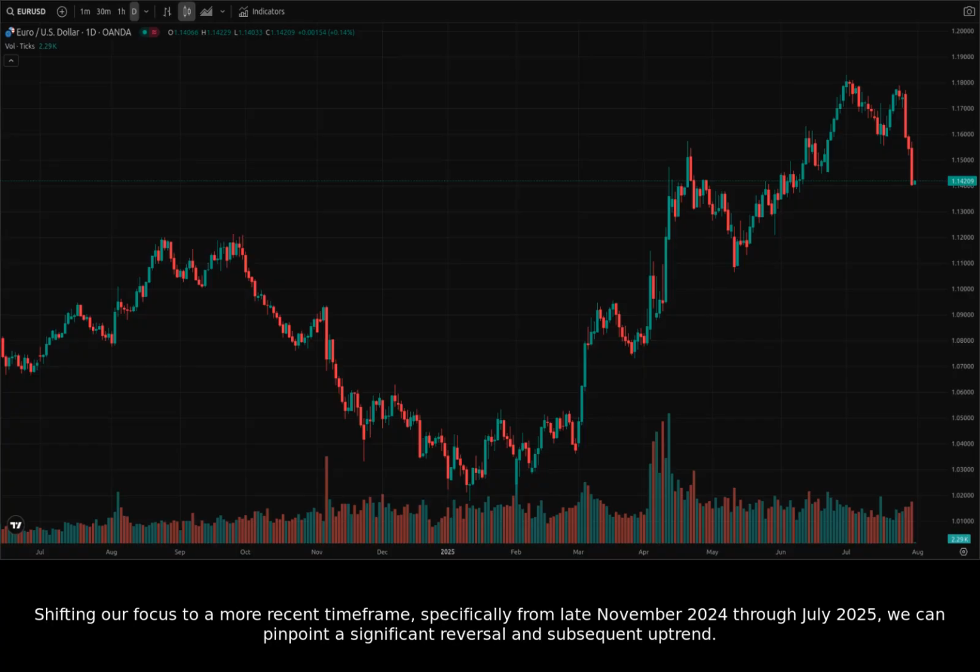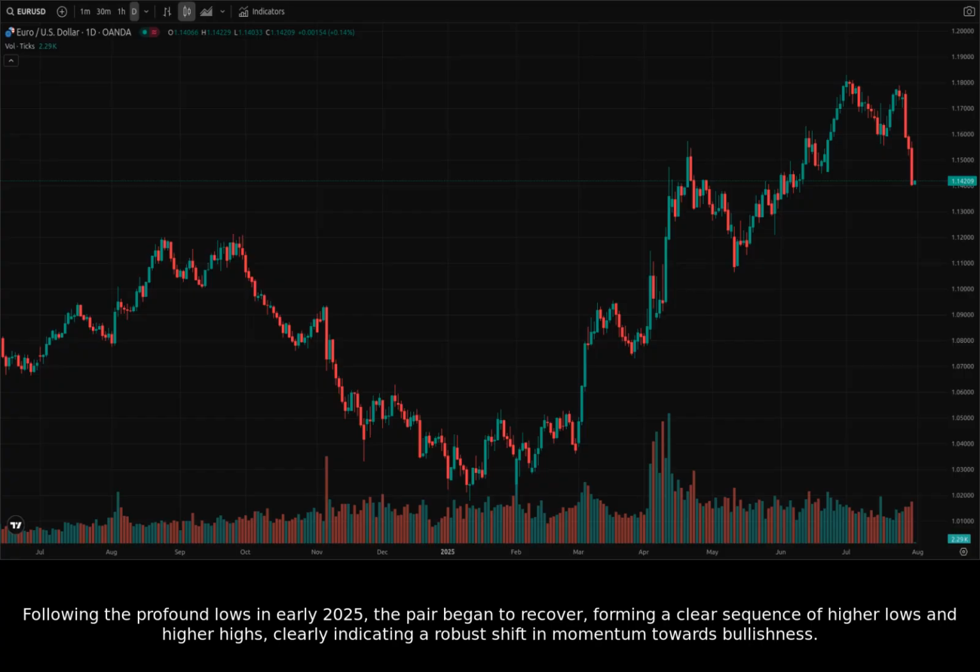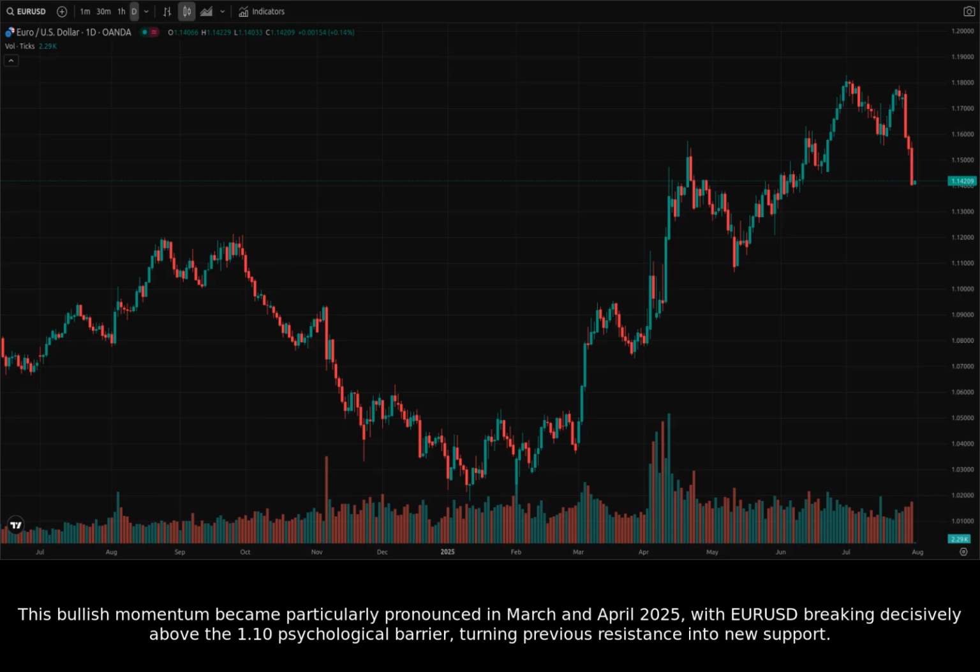movements. Shifting our focus to a more recent time frame, specifically from late November 2024 through July 2025, we can pinpoint a significant reversal and subsequent uptrend. Following the profound lows in early 2025, the pair began to recover, forming a clear sequence of higher lows and higher highs, clearly indicating a robust shift in momentum towards bullishness. This bullish momentum became particularly pronounced in March and April 2025, with EURUSD breaking decisively above the 1.10 psychological barrier, turning previous resistance into new support.